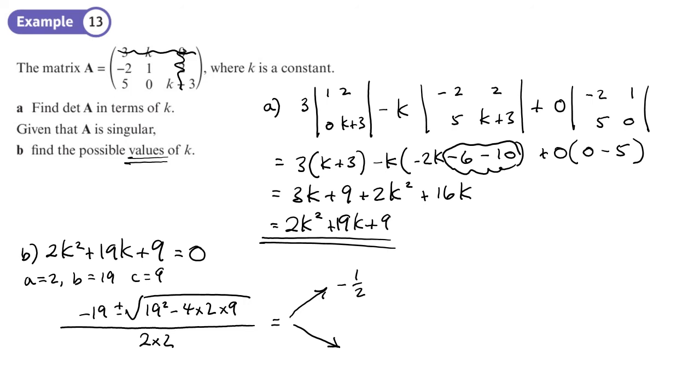So maybe it would have factorized not too badly. What would it have been? Something like 2K plus 1 and K plus 9. So it did factorize, but never mind, we've got the solutions. So possible values of K: K can equal negative a half, or K can equal negative 9.